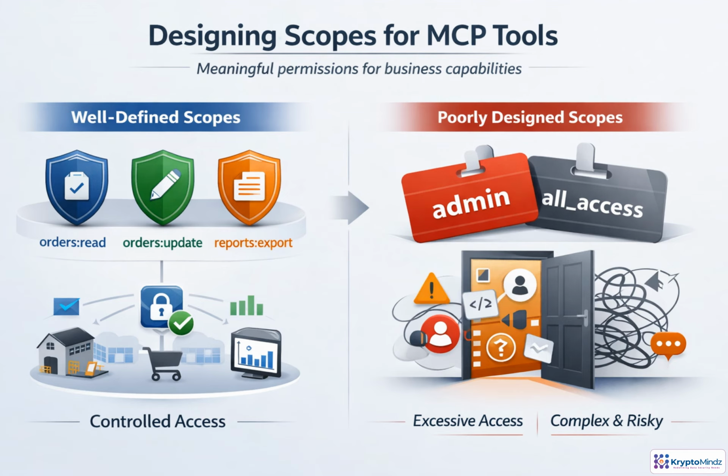Good MCP scopes describe real business capabilities, not internal shortcuts. A tool that reads orders should use orders.read, not admin. A tool that updates orders should use orders.update, not all access. This action resource pattern keeps permissions understandable, auditable, and easier to review. Separate sensitive actions like delete, export, impersonate, and administer because each carries a different risk. Broad scopes are sometimes necessary, but treat them as exceptions. Tightly approved, logged, and monitored. The goal is access that matches exactly what the tool must do.